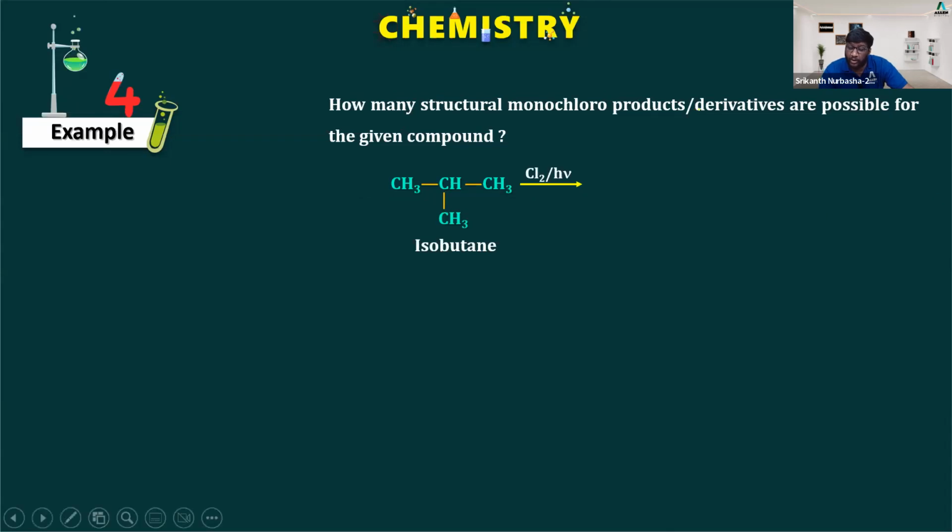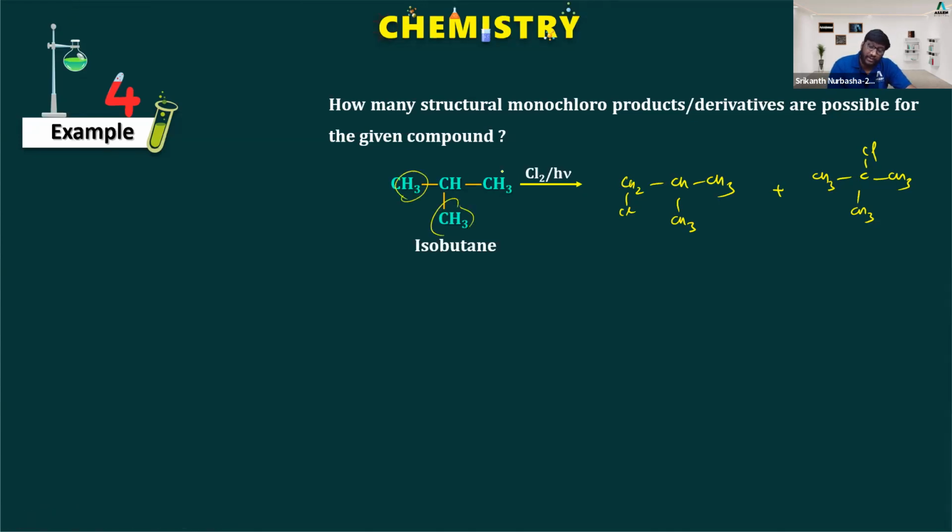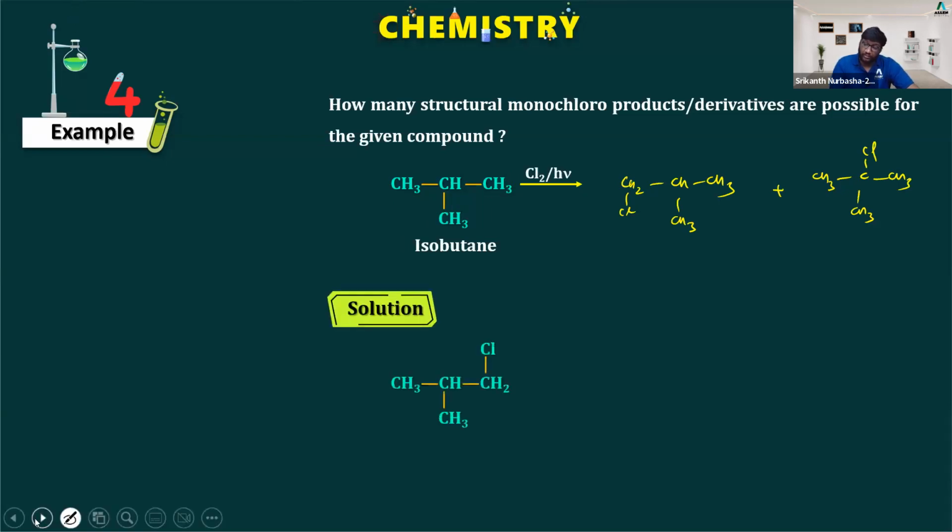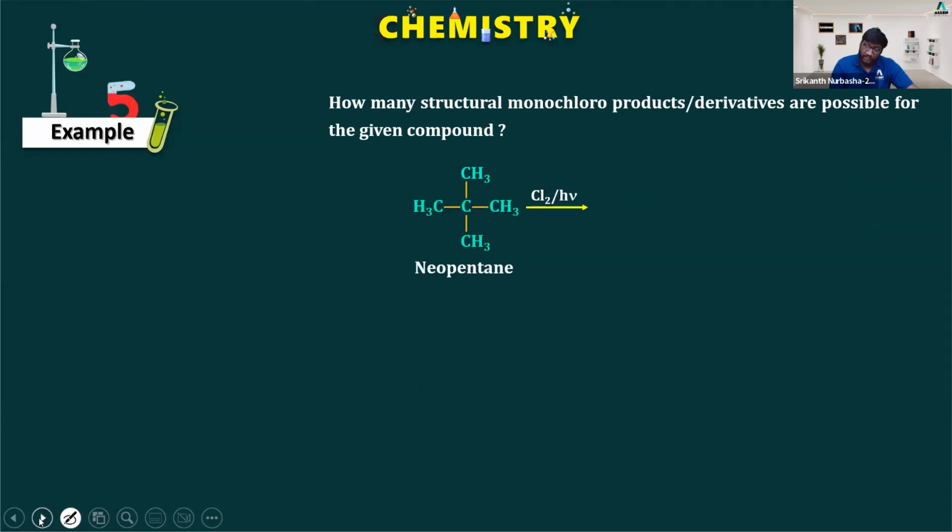How many structural monochloro products are possible in this compound? How many different types of hydrogens are available? That you have to check out. How many structural monochloro products or derivatives are possible for this compound? You will get CH3, CH, CH3, CH2Cl, and CH3, CCl, CH3, CH3. So again 2, right? Is there any other possibility? Because these 3 methyls are the same, picking hydrogen from all those 3 carbons is going to result in the same compound.